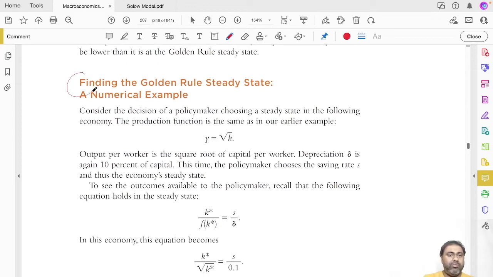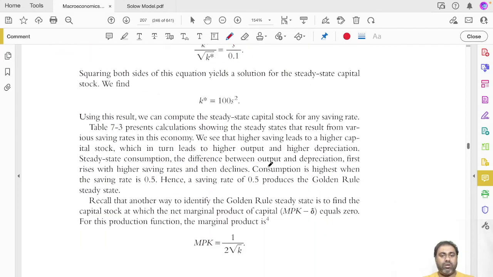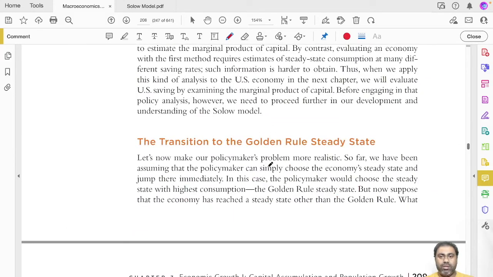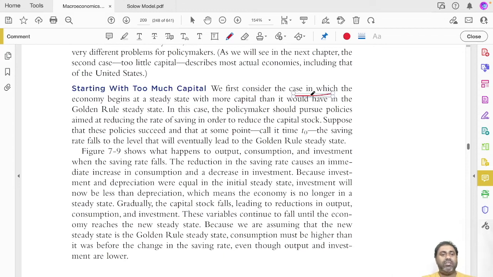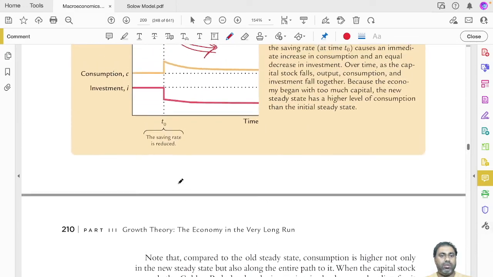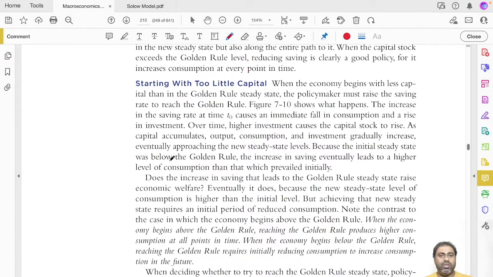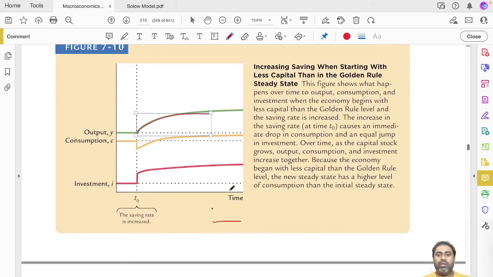Okay. Now, again, a numerical example. This is a very important numerical example, and you must solve this. You must go into it and try to understand how these are being solved. The transition to the golden state, starting with too much capital. We first consider a case in which the economy begins at a steady state with more capital than would be at the golden rule steady state. So if your capital is higher, what happens? Your output will decrease, and this says the saving rate is reduced. Starting with too little capital, it will take time to reach the golden level.